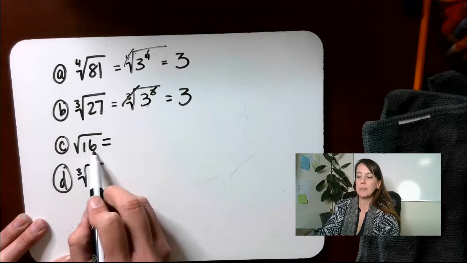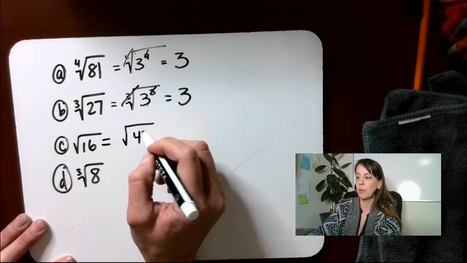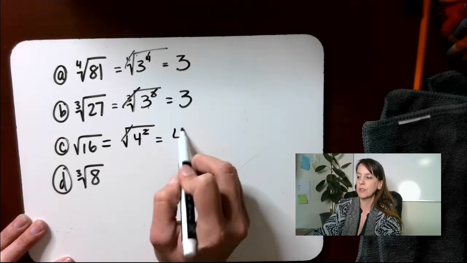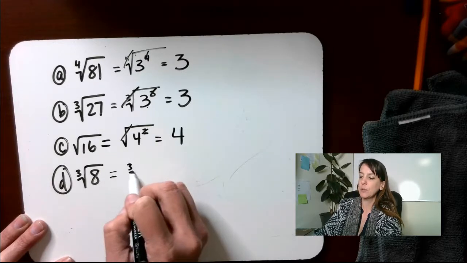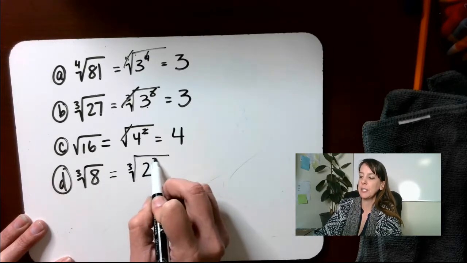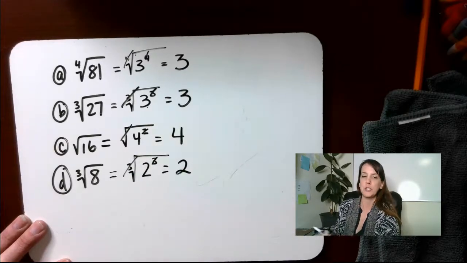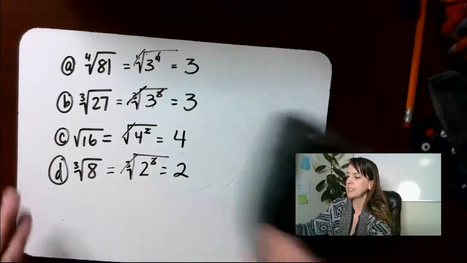So something squared gives me 16. Well, I know 4 squared will give me 16, so this cancels out. So the square root of 16 is 4. Over here, I need the cube root of something cubed, which gives me 8. This cancels out with this, and I'm left with 2, okay? Let's look at some of these other ones.